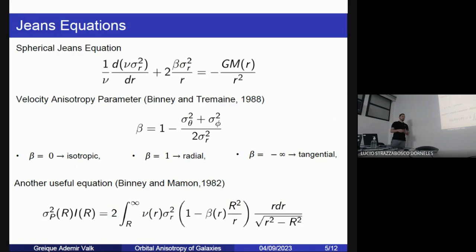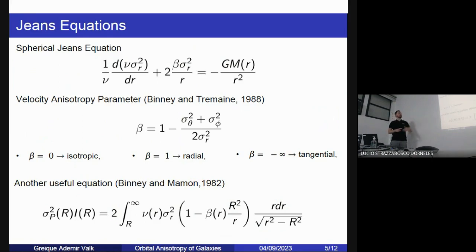One way to understand the relative efficiency of these mechanisms is analyzing the dynamics of the galaxies in high-density environments. I did this in my master's, and basically we use two equations, the spherical Jeans equations, that connect the observable profiles of the velocity dispersion, sigma p, and the projected numerical density profile.